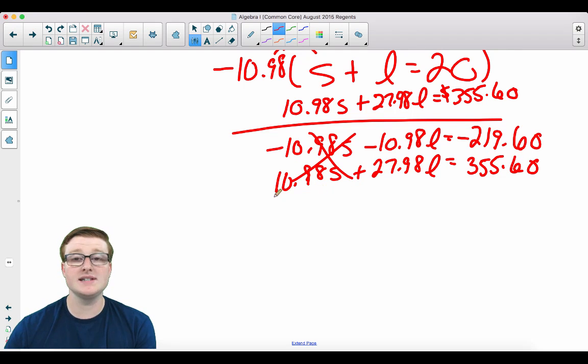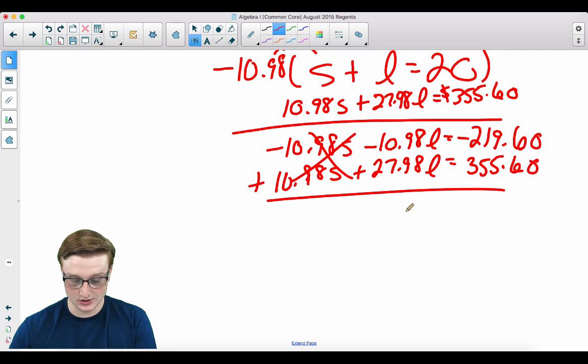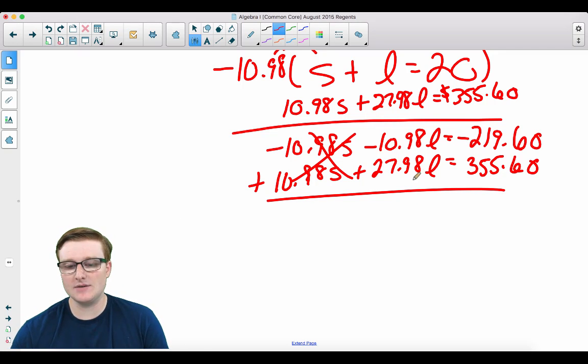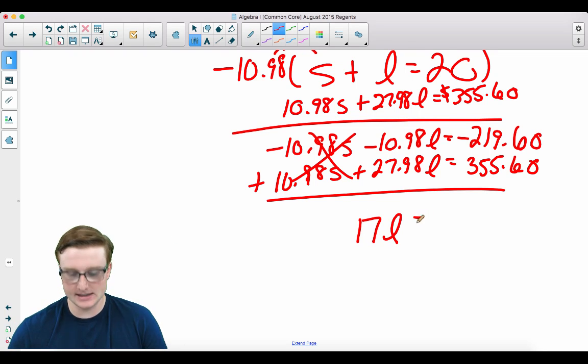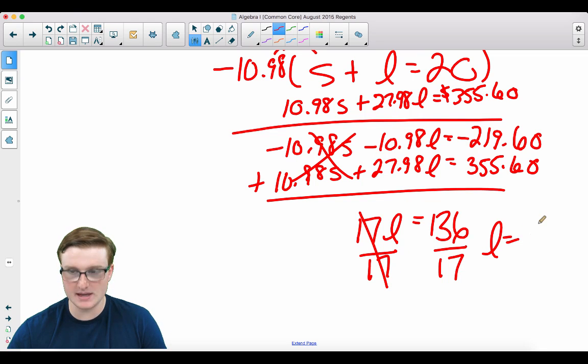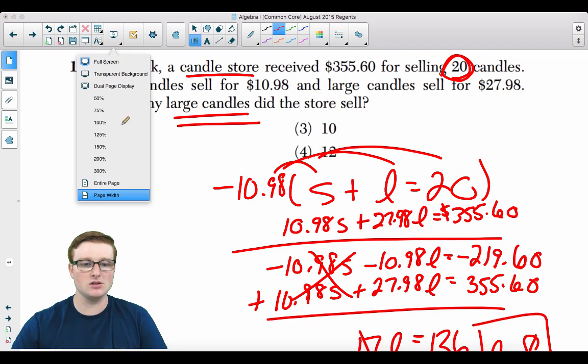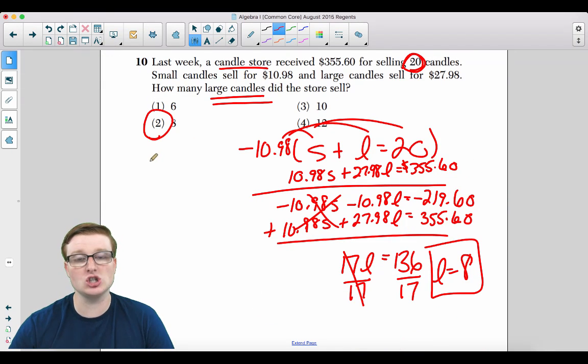Okay? Those S values cancel. Now we're going to add these two equations. So when you take 27.98 and you add a negative 10 on, that actually gives you 17L is equal to, now when you add these, you get 136. Divide by 17 on both sides, and you get the large candles to be 8. So the candle store sold 8 large candles, which is going to be choice 2.